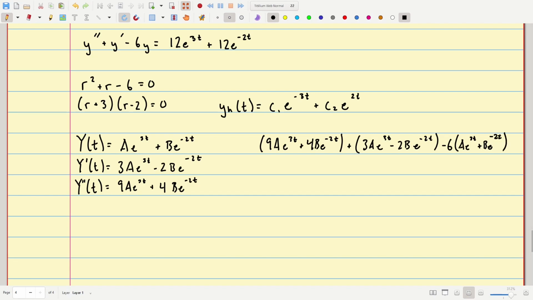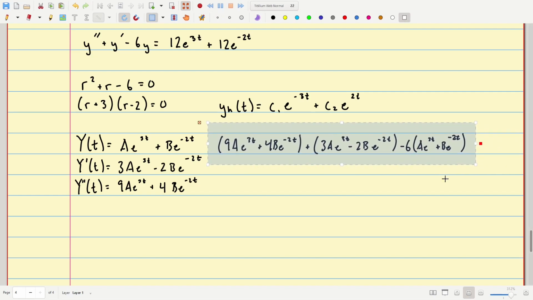Fixed my handwriting there. And then slide this over just a little bit so that we have room to put our right-hand side, which is 12e to the 3t plus 12e to the minus 2t. Okay, so a little bit cramped here. We'll make these a different color so they stand out.